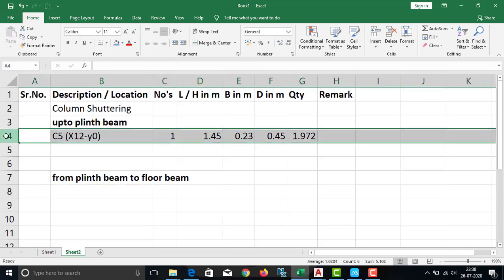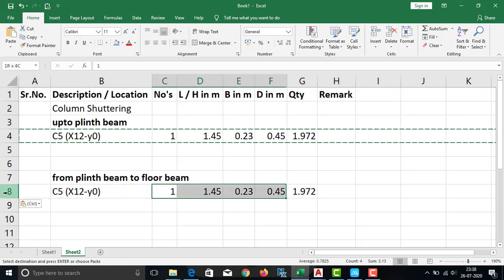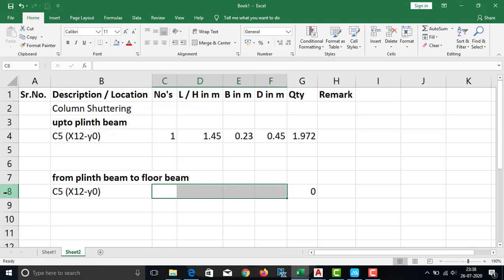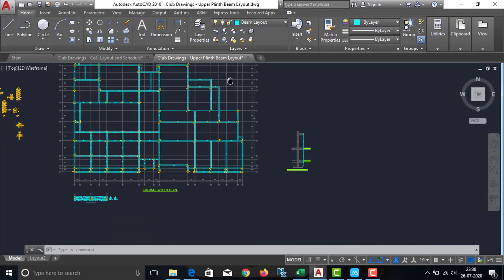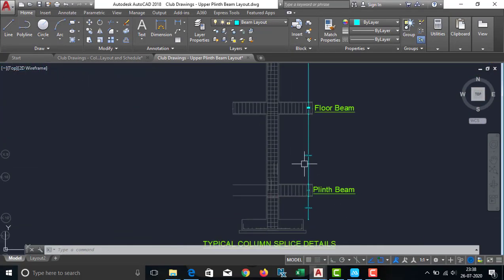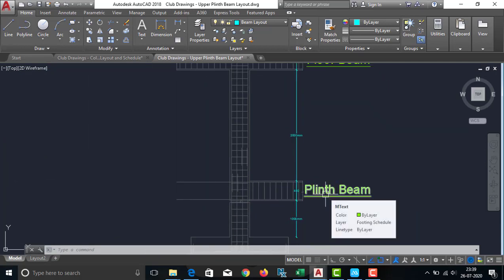Again, for easy calculations I am considering this column only, and it avoids the confusions also. I will keep the formula as it is. So from plinth beam to floor beam, again how many columns are there? That is same column is continuing. And what is the height? For height I have to again refer the AutoCAD drawings. So again come to this cross sectional elevation up to this point, that is up to the top of the plinth beam. I have already considered that shuttering.